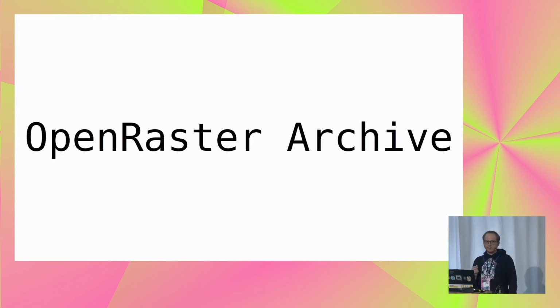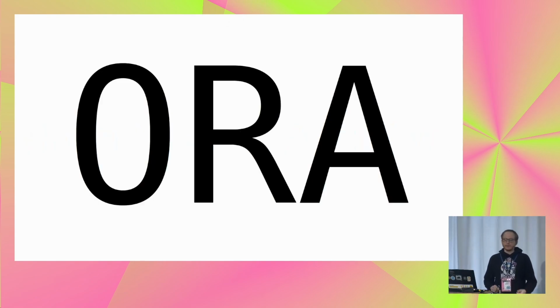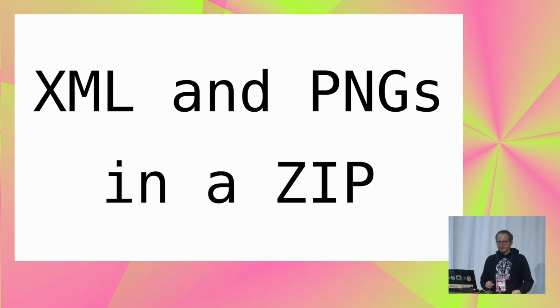And the file format that Drawpile used to use primarily was Open Raster Archive, also known as ORA, which is a file format that was invented at the first LGM, I think, 9 years ago. The ORA file format is basically an XML file describing the structure of the image, like the layers and stuff, and the individual layers are just PNG files inside that zip file.